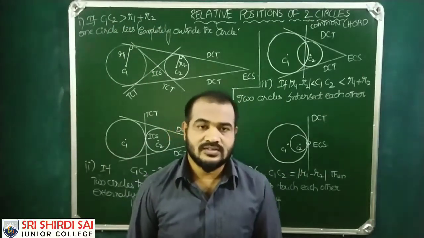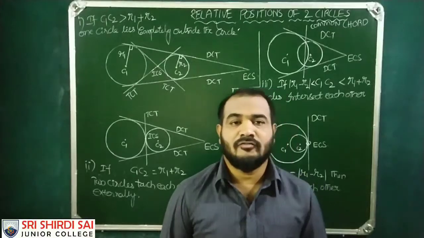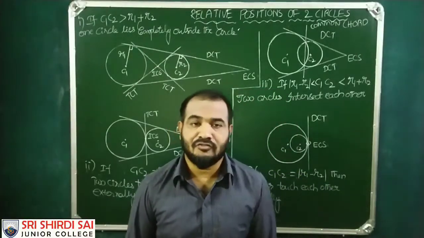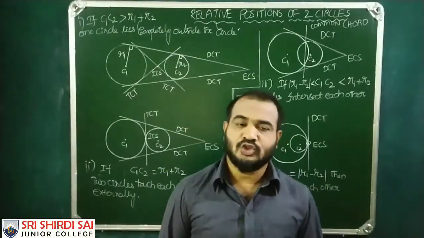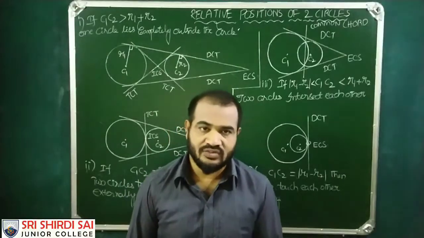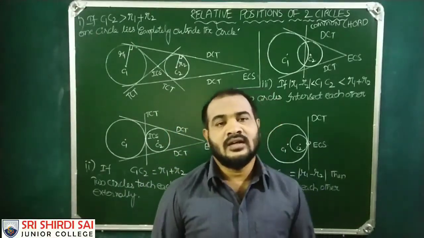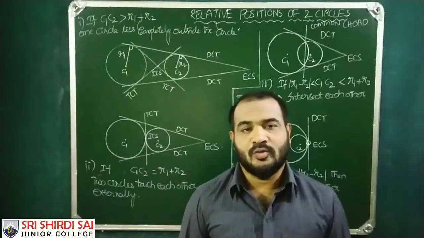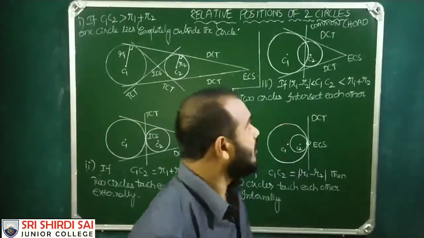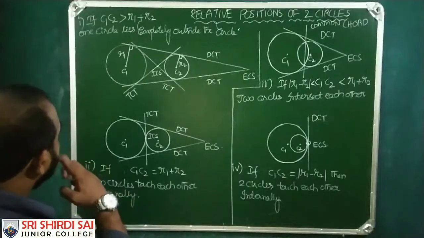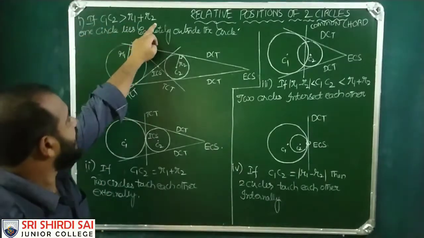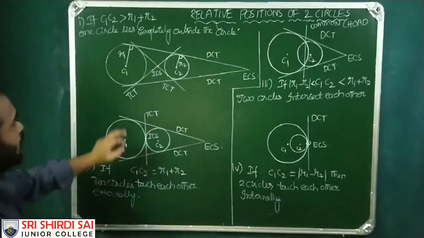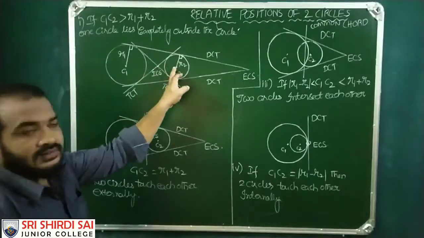Good morning, students. In the previous class we discussed the various possibilities of the relative positions of two circles. Let us recap the relative positions of the two circles quickly. So, if C1C2 is greater than R1 plus R2, then the two circles will be like this.